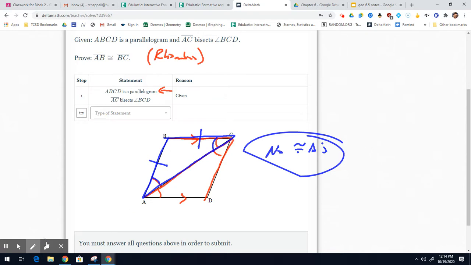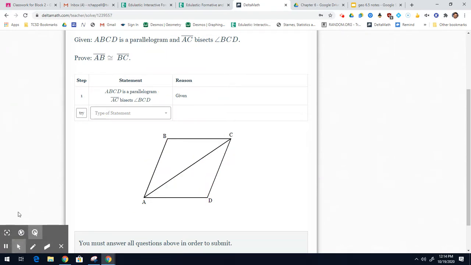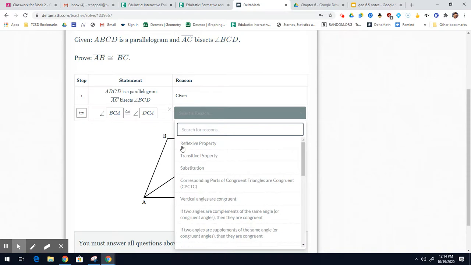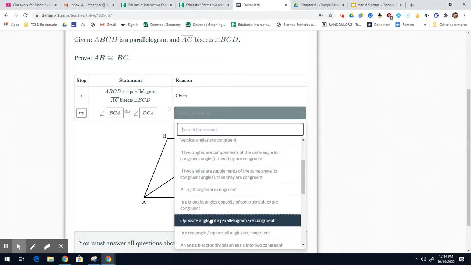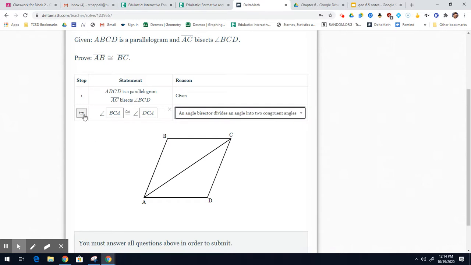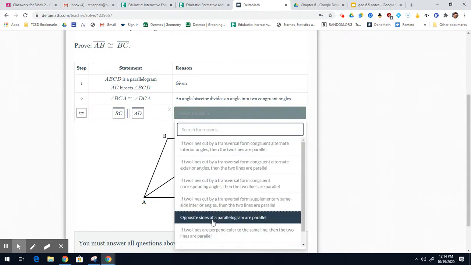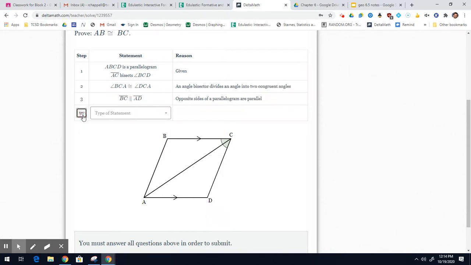All right, so let's take a look at it. The first thing I'm going to do is talk about the angles at BCD. I'm going to say that angle BCA is congruent to angle DCA, and that's because of this angle bisector. An angle bisector divides an angle into two congruent angles. Now I'm going to use again the fact that opposite sides are parallel. I'm going to say that BC is parallel to AD, because opposite sides of a parallelogram are parallel. It seems like they want you to state the idea first before you use it.